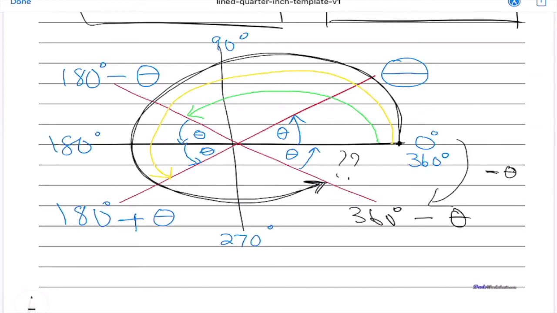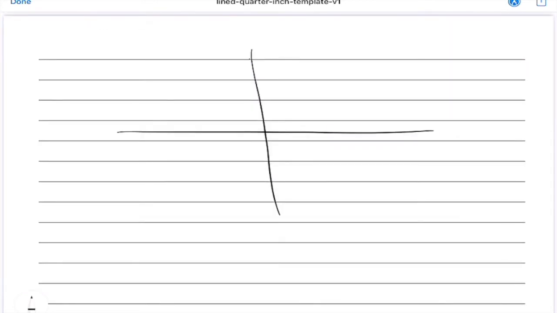Let me draw that diagram again without these many lines. I want you to see what I'm talking about. So what we are saying in summary is, in quadrant 1, we do get our angle theta, where theta is acute. So theta is acute, so we get our angle theta.